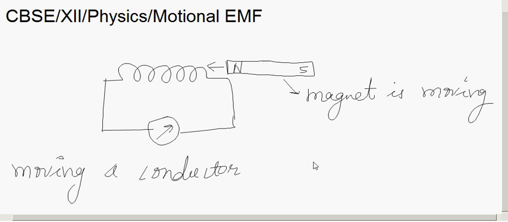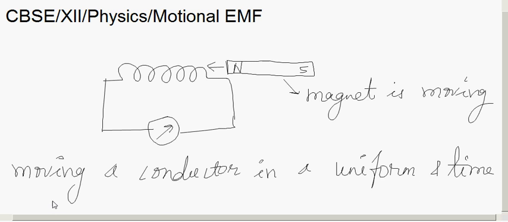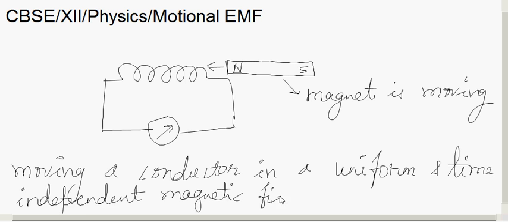By moving a conductor in a uniform and time independent magnetic field. That is, the magnetic field is not varying with respect to time. Moving a conductor in a uniform and time independent magnetic field, and if the EMF is induced in this way, then it is called motional EMF. The EMF induced by moving a conductor instead of varying a magnetic field is known as motional EMF.